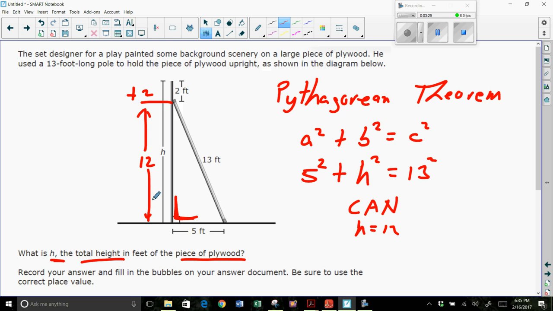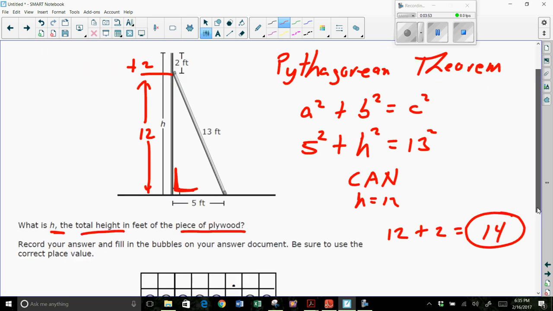So I'm going to take my 12 that I started off with, and I'm going to add those 2 feet at the top. So the final answer is 14, because what we want from the bottom all the way to the top will be 14 feet. The missing piece of the triangle is 12, but we want to go all the way up to the top, up to 14. So then all I'm going to do now is put it into my grid.